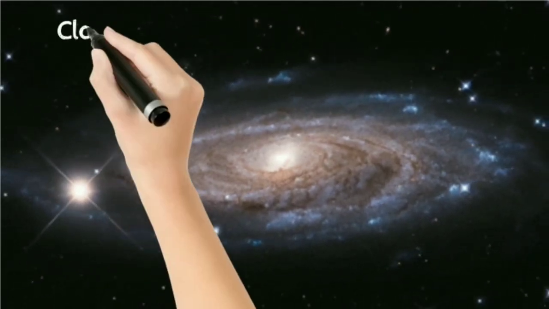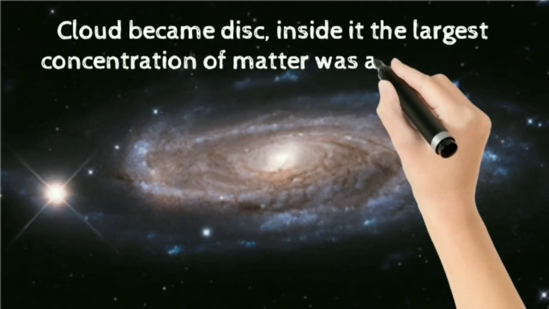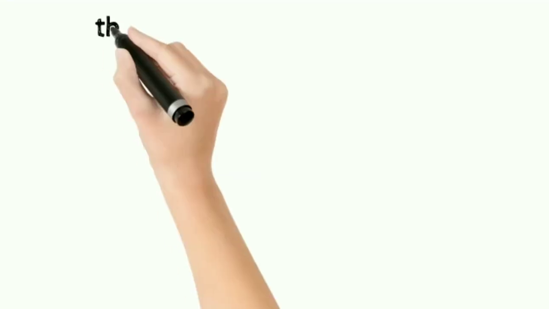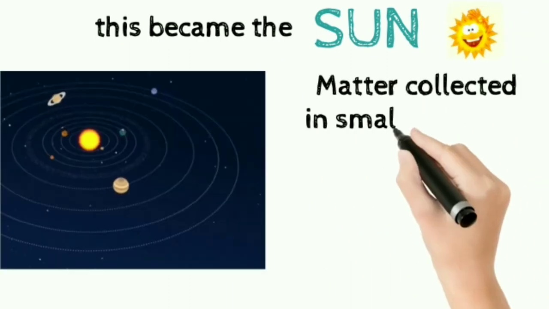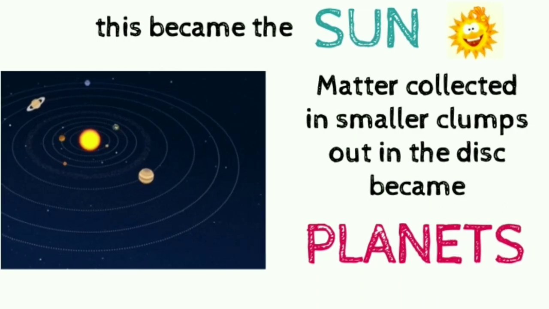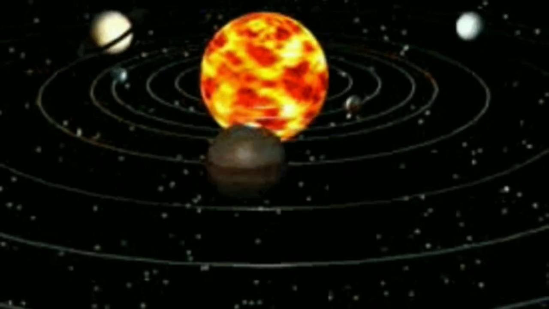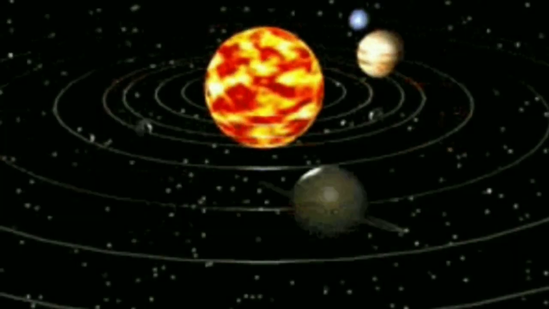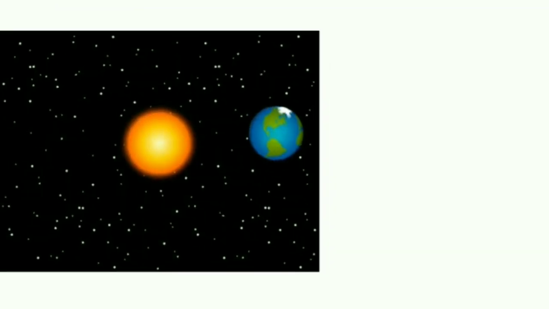The cloud became a disk. Inside it, the largest concentration of matter was at the center. This became the Sun. Matter collected in smaller clumps out in the disk became planets. When the Sun was formed, due to its gravity, all the planets of the solar system started to orbit around it. Here, Earth was orbiting the Sun 4.5 billion years ago.